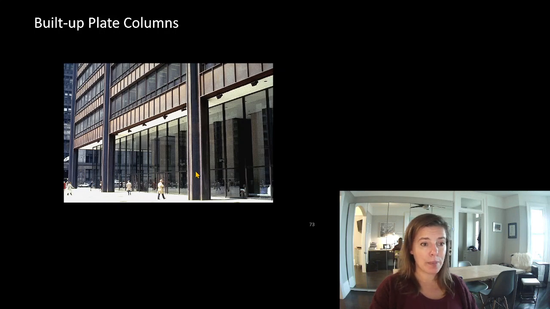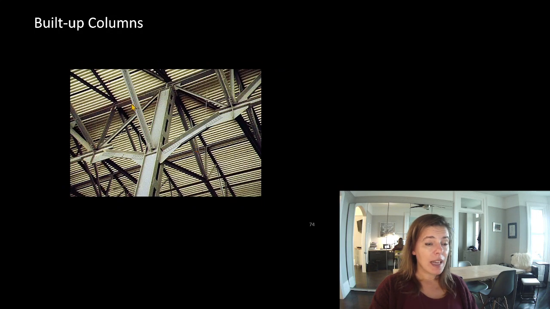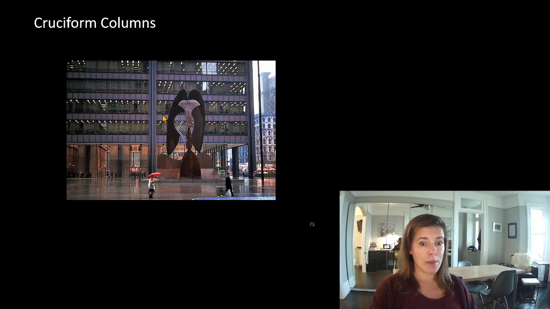Massive built up plates, a Mies kind of special. Again, just to show you that this was a built up column. We already looked at this earlier. A cruciform section, a really popular style of column in the 50s and 60s.